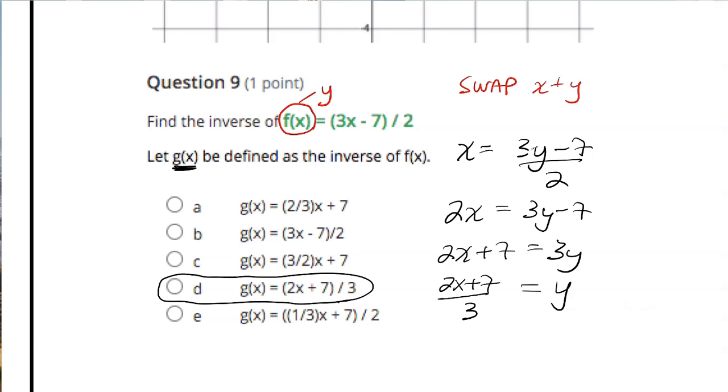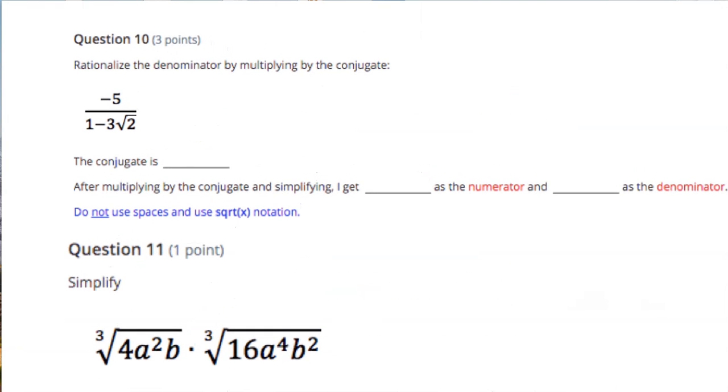And g of x is defined as the inverse of f. So you don't have to figure out how to type, or I didn't have to figure out how to type the inverse of f on Schoology. So it looks like that would be our answer. Two more, the last two.